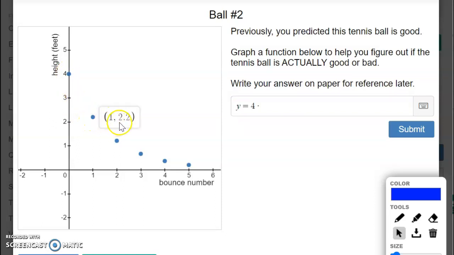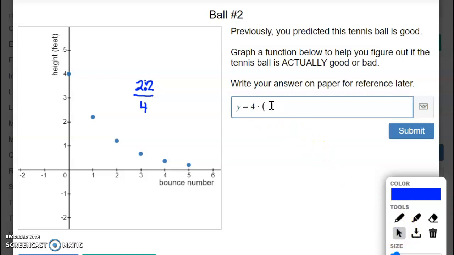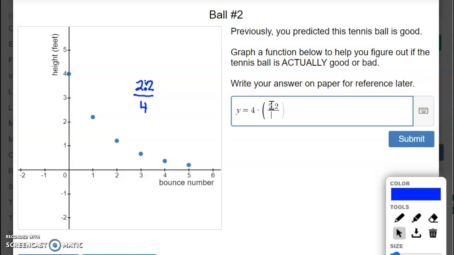I can quickly click on the value. 2.2 to 4. 4 became 2.2. So what did I do? The number that I'm multiplying is whatever the current is, which is 2.2, divided by the previous, which is 4. So I can even use that as a fraction right here. And I can say this, I want this to be 2.2 divided by 4. And then close the parenthesis.